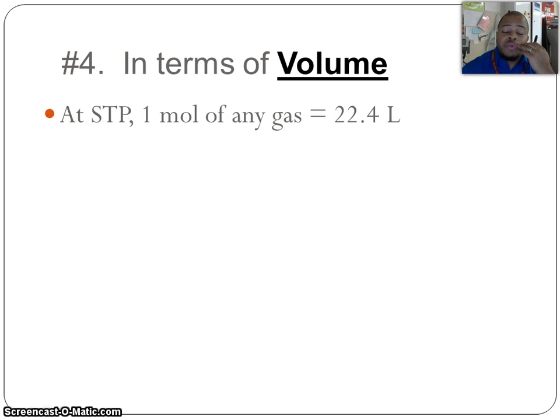Now, the other way that we can look at this is in terms of volume. At STP, which is standard temperature and pressure, 1 mole of any gas occupies 22.4 liters. Don't stress over this. We'll come back to this a little bit later when we go through our gases unit, so don't stress over it.